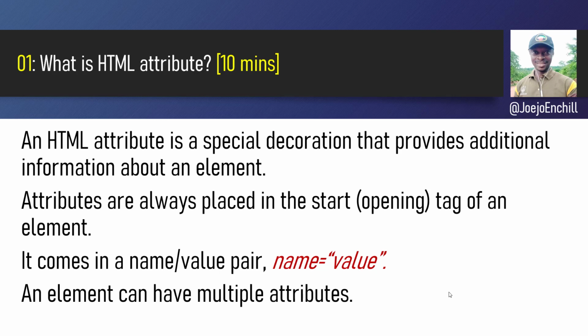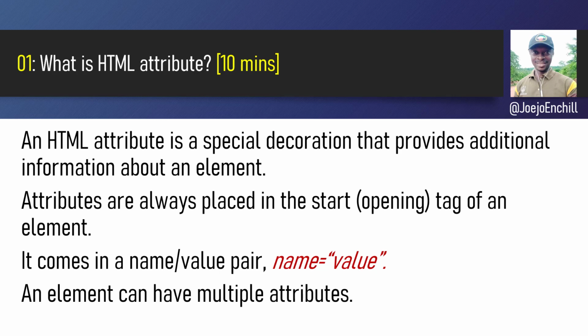Briefly, we can say that an HTML attribute is a special decoration that provides additional information about an element. That is to say that an attribute gives extra information or meaning to the element. For example, the type attribute we added to the link gives it the meaning that this is a type of text and it must be read as CSS.